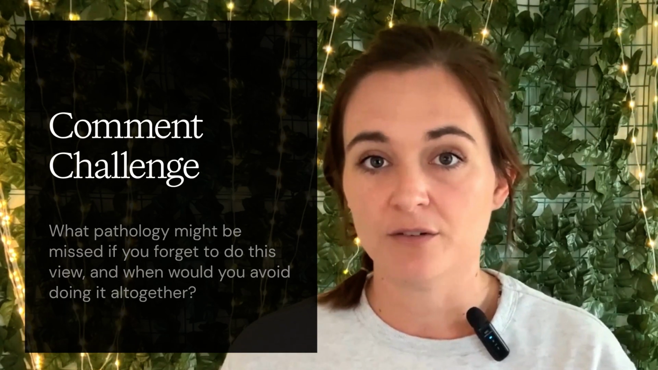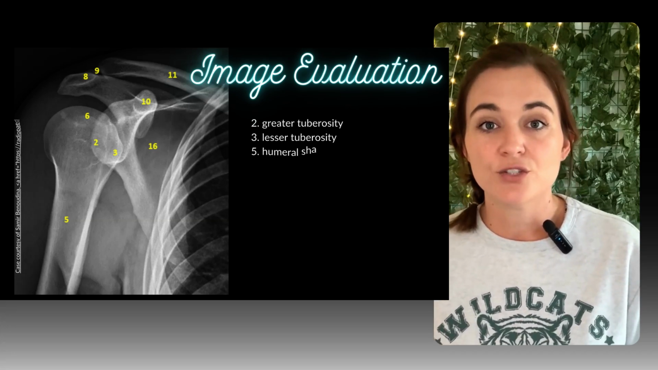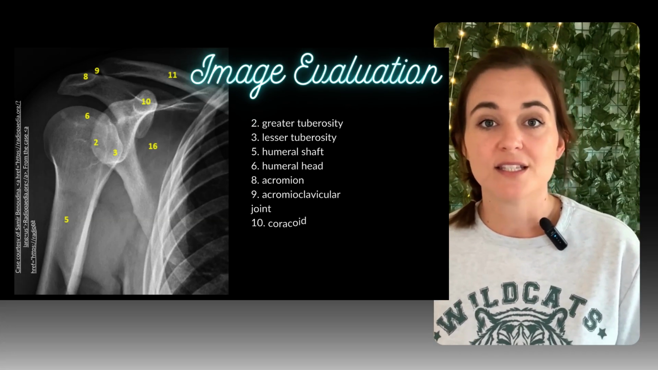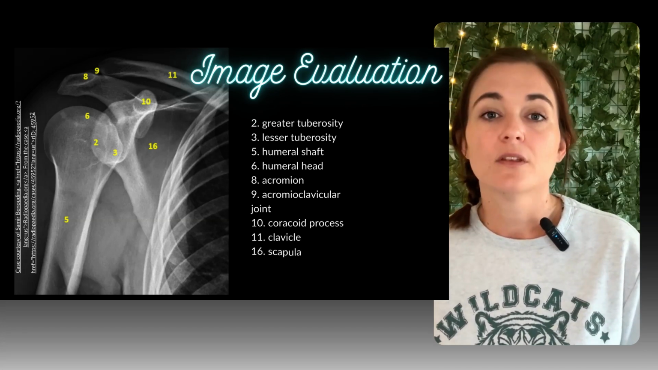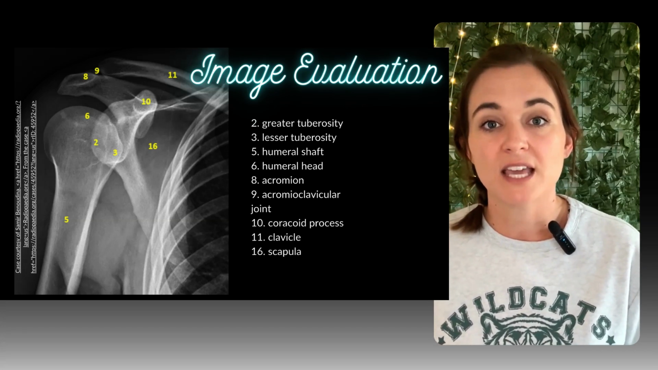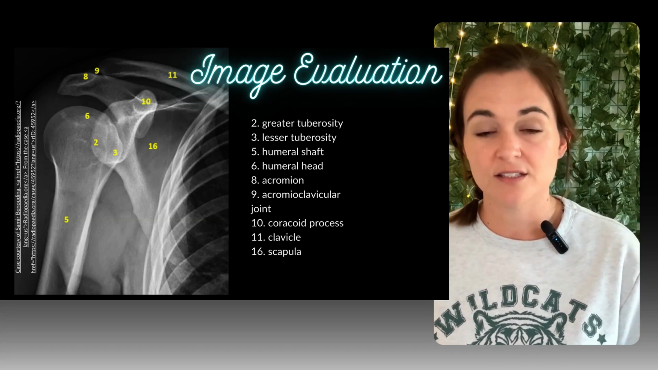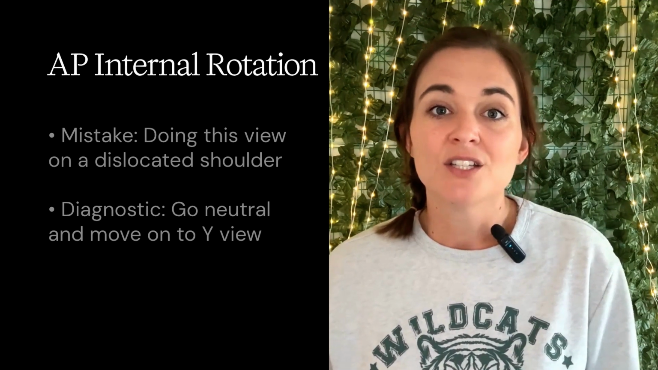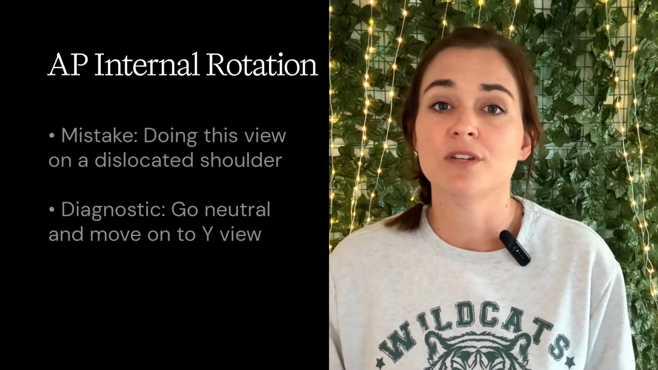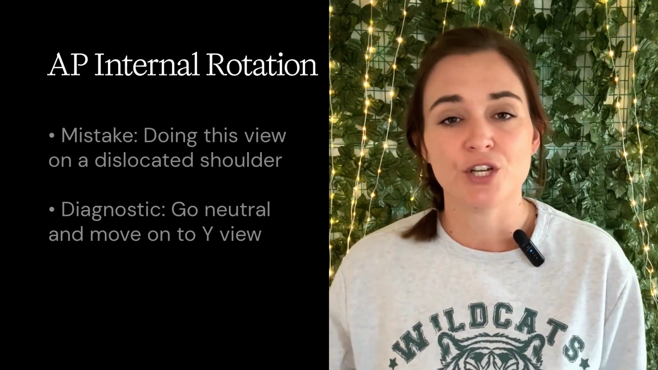On a solid internal rotation view, you'll see the lesser tubercle medially in profile, the humeral head slightly overlapping the glenoid, the clavicle and acromion still visible, and the scapular borders visible. The coracoid is seen in face. The biggest mistake here: doing this view on a dislocated shoulder. It hurts and gives you nothing diagnostic. In trauma, go neutral and move on to your Y view.